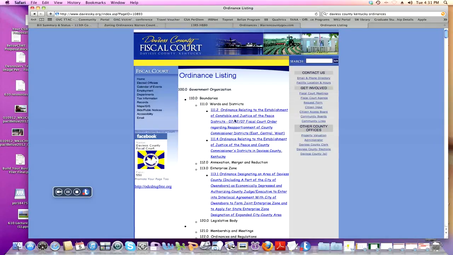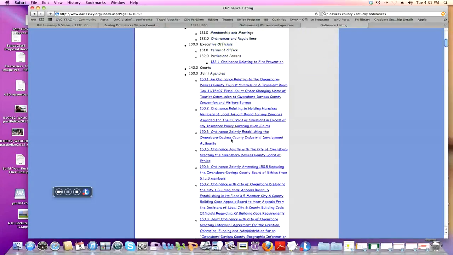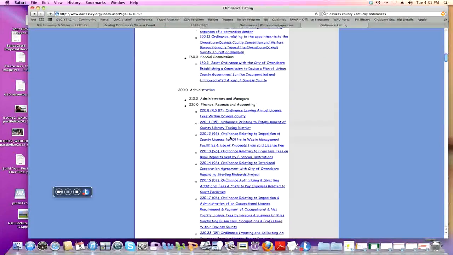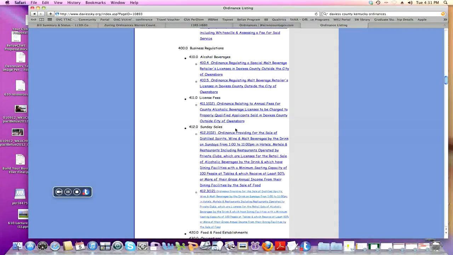But if you're not sure, you could just look through here and it'll show you all the different things that counties are in charge of. Here's some joint agencies in Daviess County, finance, revenue. Of course, they have to worry about that. Public safety, so the fire department is county. The electrical inspector, there's a building and housing. All of that has to do with your particular county.